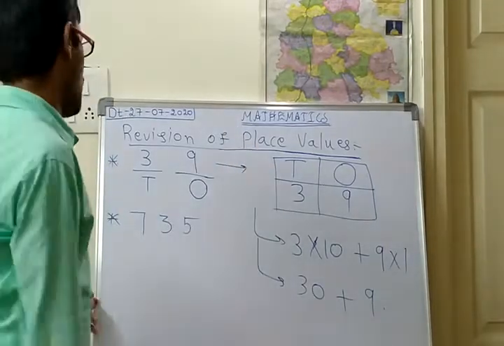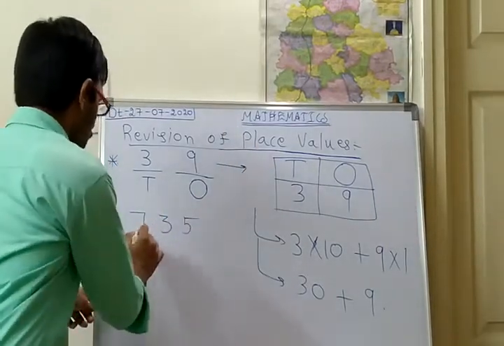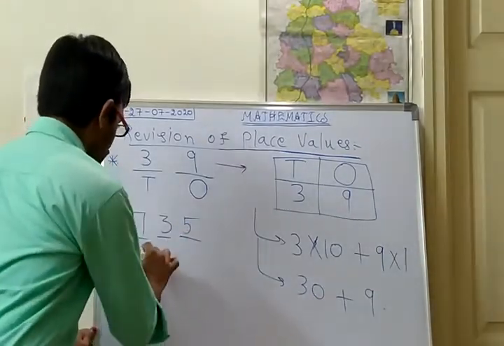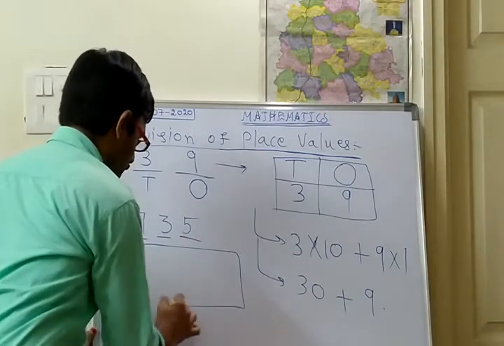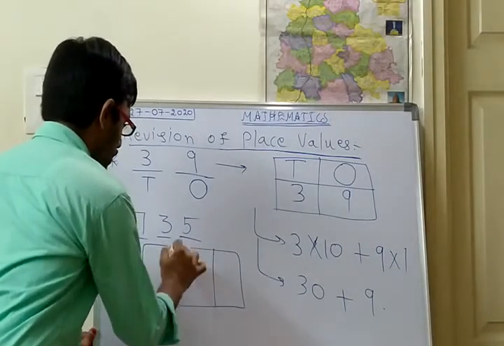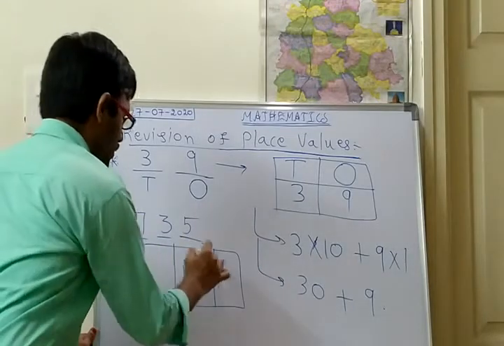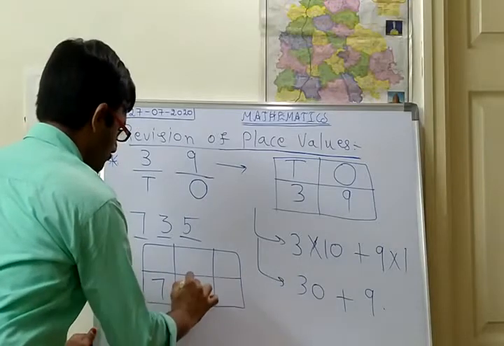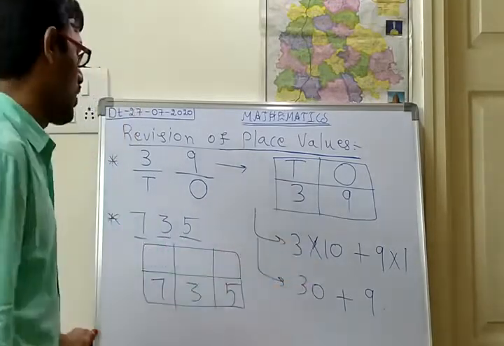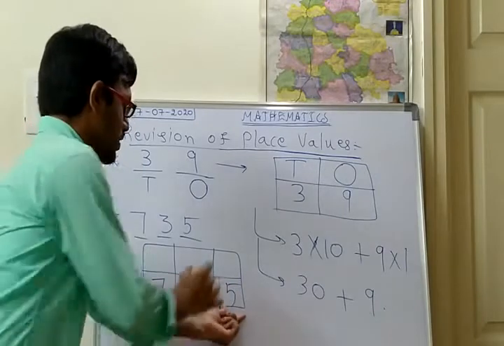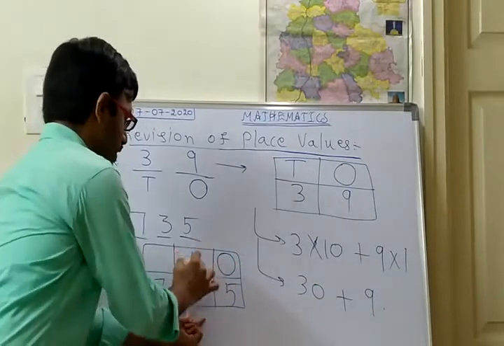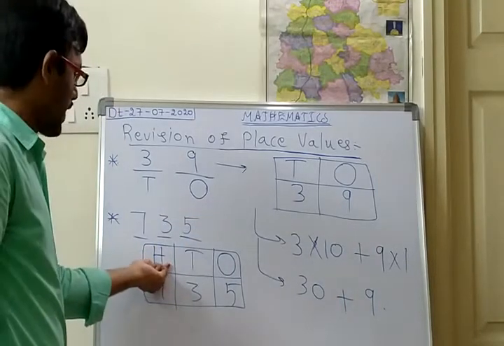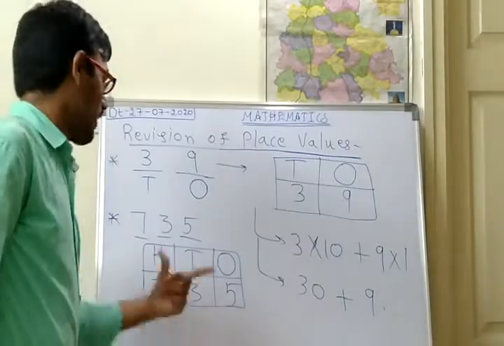So suppose I am taking 735. Okay. So for 735, how many digits are there? 3 digits are there. So for these 3 digits, first of all we have to take three boxes. So like this. So here 735. Okay. So 5 is at last. So 5 is in the ones place, 3 is in the tens place, 7 is in the hundreds place. The third place is 100.